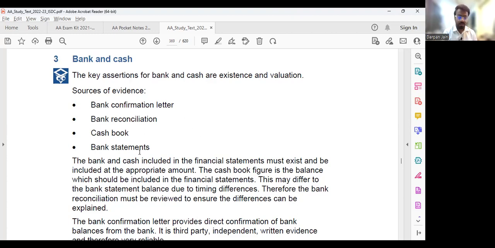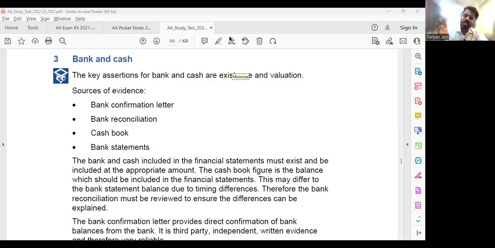Seen a bank statement? No? Never seen a bank statement? Yes?